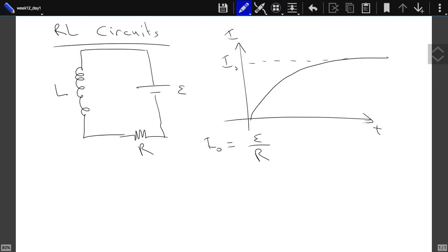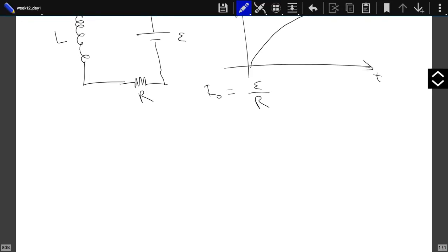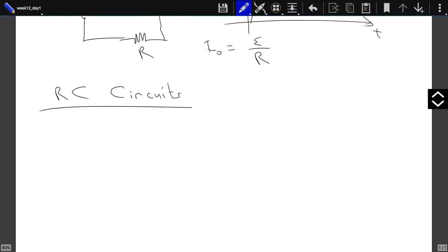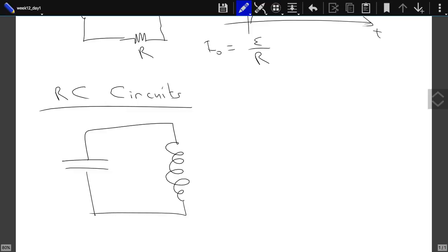Okay, so what other kind of circuit can we study? RC, that's the simplest one. Now the RC circuit, we have a capacitor which is initially charged, and then we have an inductor. It's LC. Yes, this is an LC circuit. Before, we had studied how to discharge a capacitor through a resistor. Now it's as if we are trying to discharge a capacitor through an inductor.